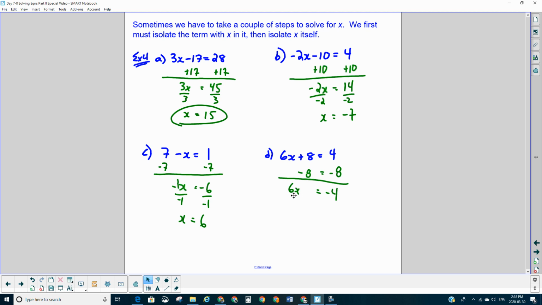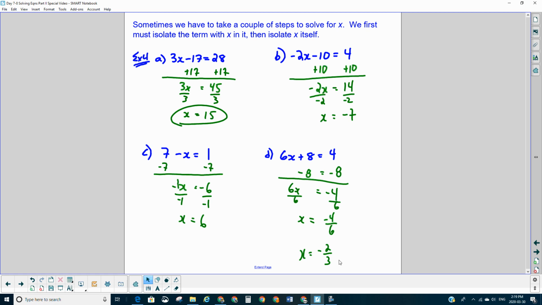Divide both sides by 6. This time it doesn't work out nicely. We end up with a fraction. It's okay to stay with fractions. We could go to decimals as well, but it's okay to stay with fractions, provided they're in lowest terms. So divide both the top and the bottom by 2, we get that x equals negative 2/3.